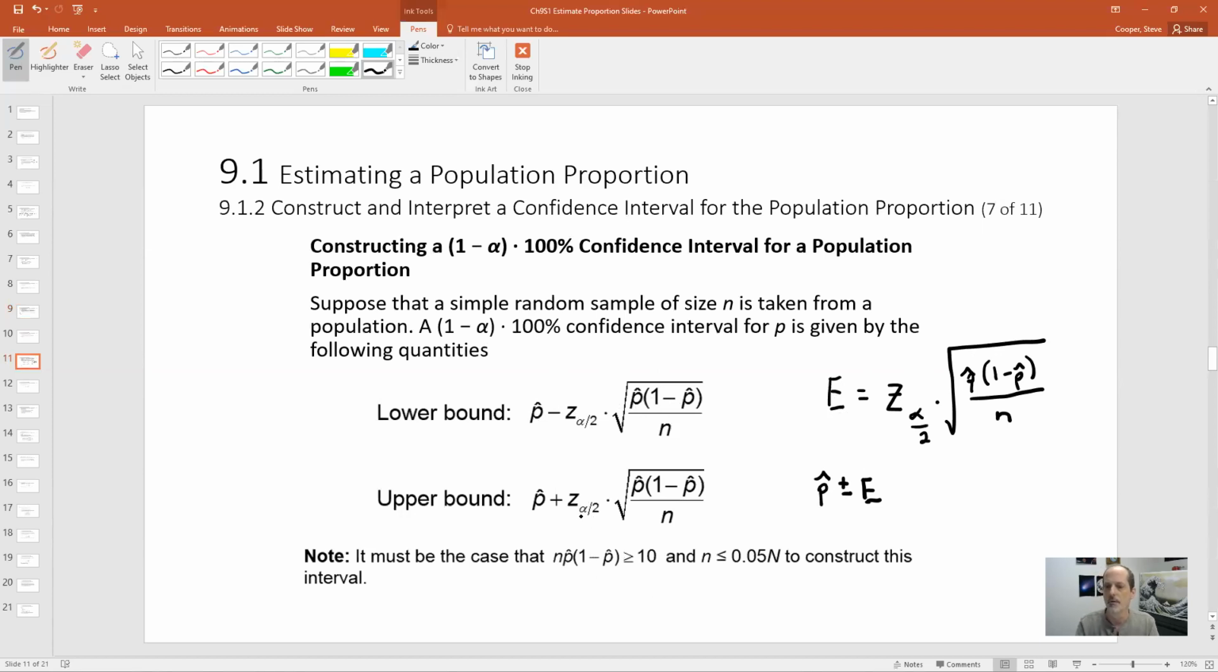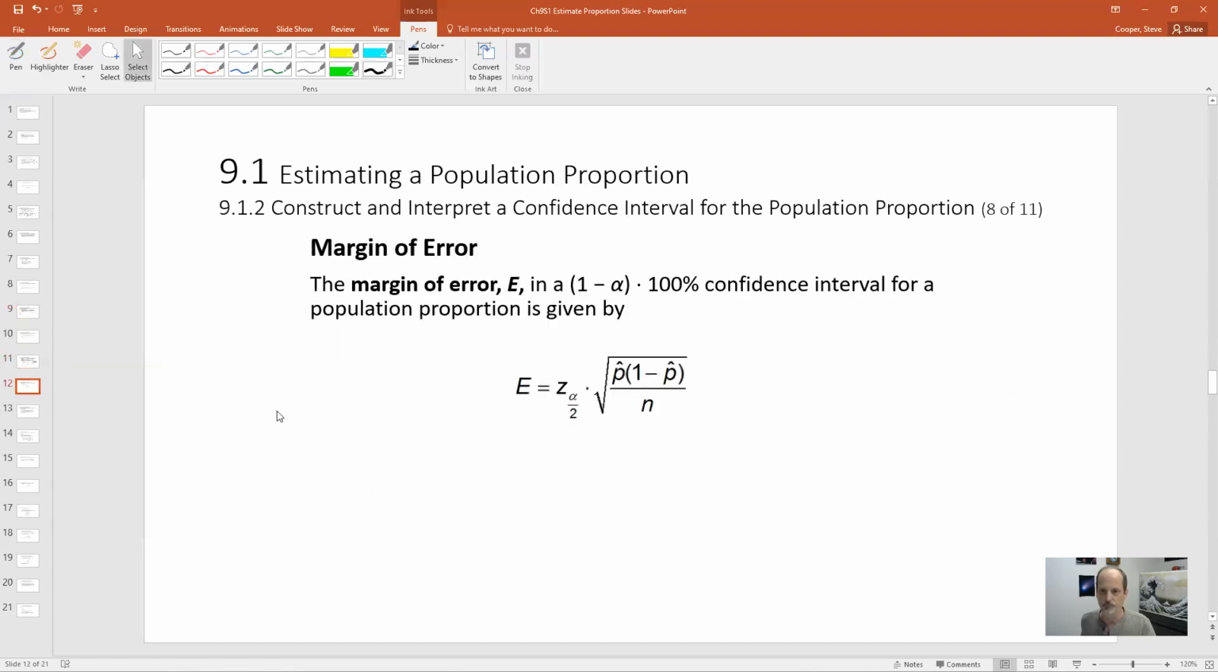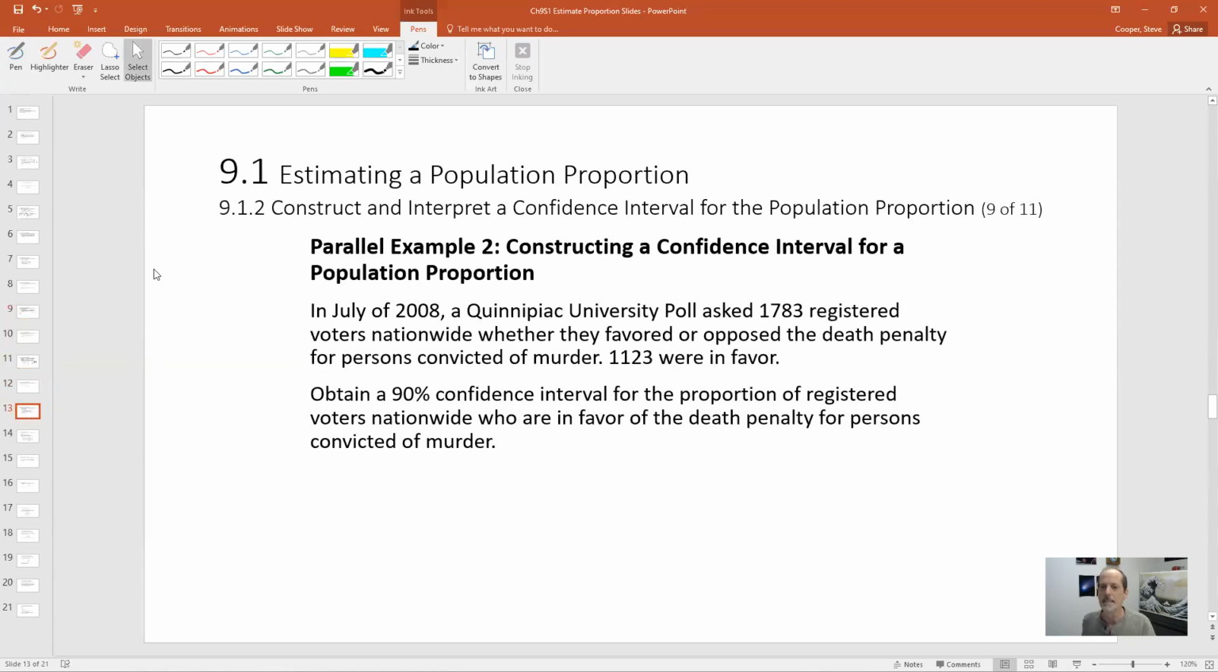Okay, so those are the big formulas of the day right there. Here we call it E, and we can make it a little more concise. All right, so now we're going to put this to work.